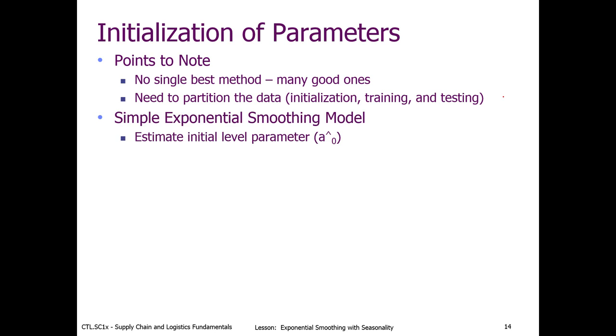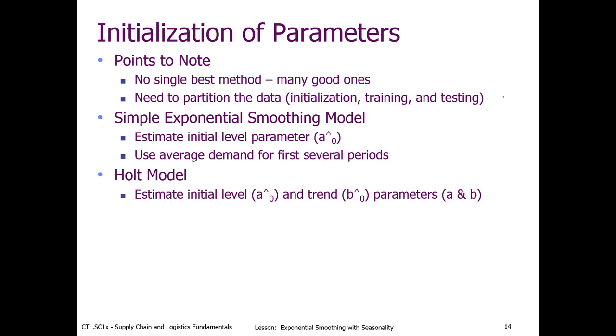Let's start with the simplest model. Simple exponential smoothing model. All I've got is a level parameter, an A. So how do I find this out? Well, I look back and I find a bunch of the most recent periods, 5, 10, whatever I have, and just take the average. Average demand, done. So that's the easy one.